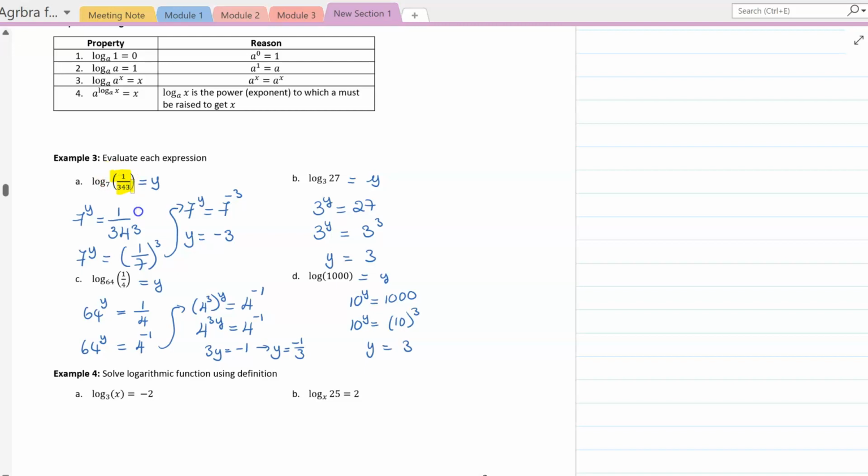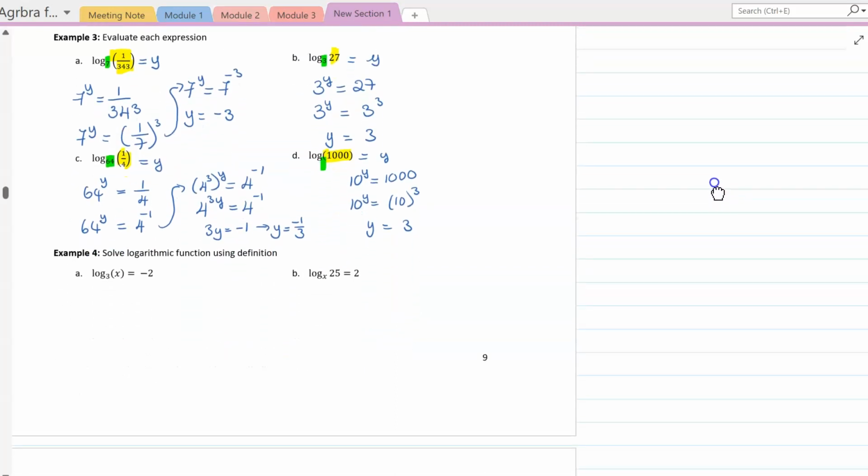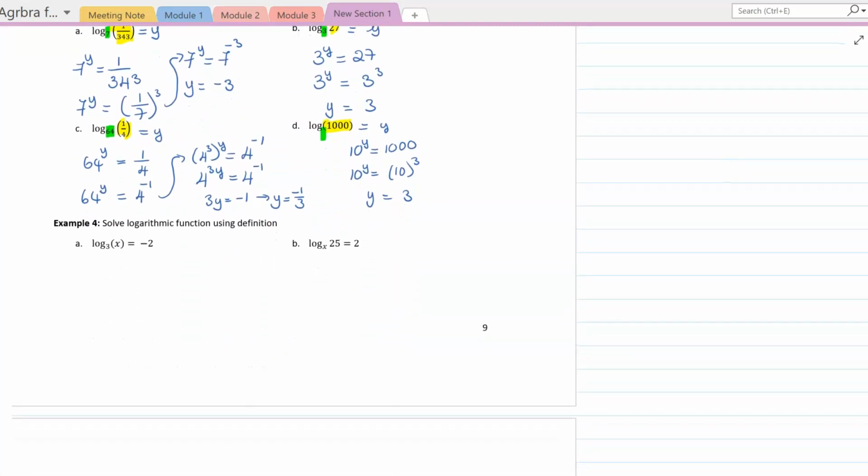So again, first here we will try to rewrite this result in the given base, and then solve for y. Solve the logarithmic function using the definition.